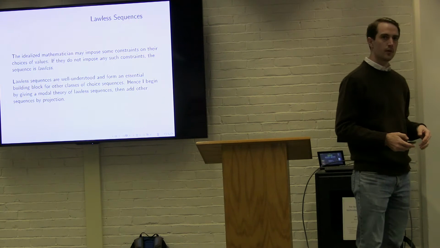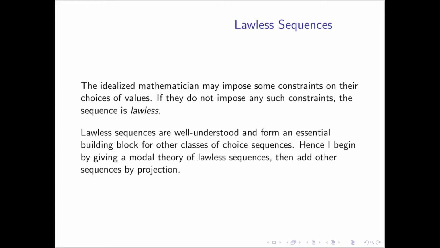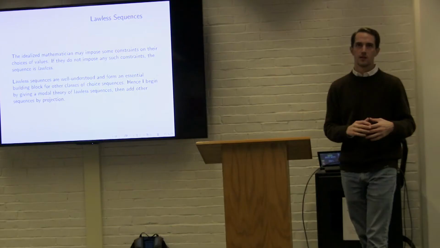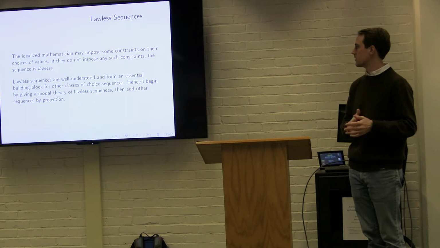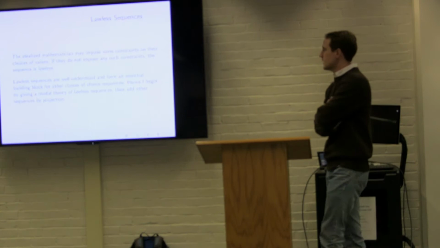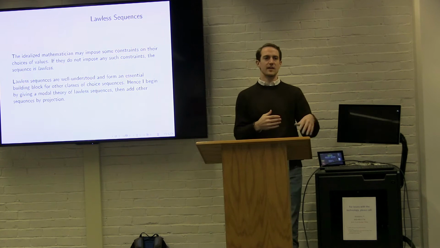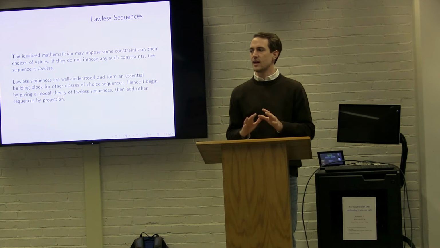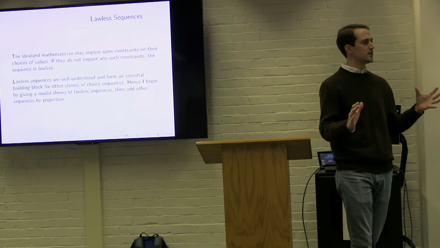And so to do that, I want to start with what are called lawless sequences. And then from there, we'll build up to consider a theory that includes sequences that aren't lawless. But the very idea of a lawless sequence is pretty much what it sounds like. It's just the idea that when this kind of idealized mathematician is picking the values of a choice sequence, their choices are entirely free, not subject to any constraints. The sequences that they're defining don't obey any kinds of laws, just totally open sequences.